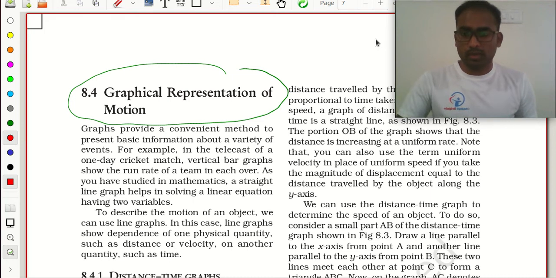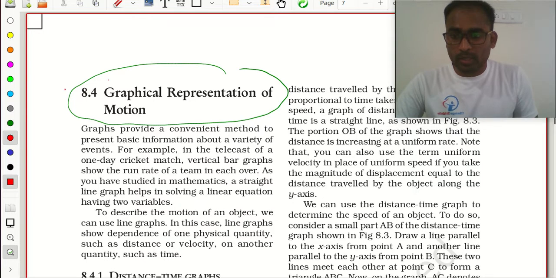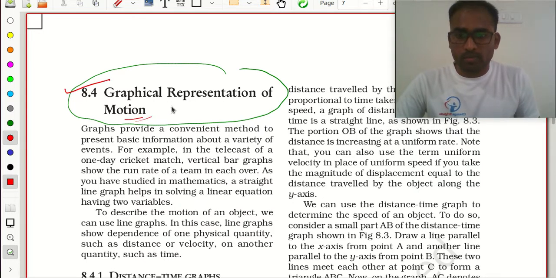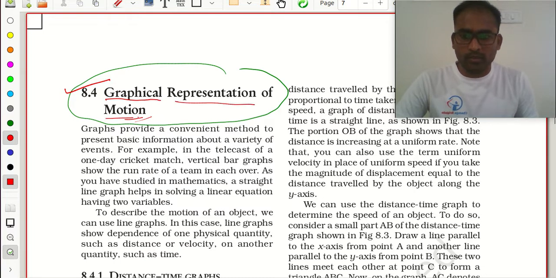So good morning all once again. So now we will learn about the graphical representation of a motion. First we need to understand what is graphical representation of a motion.